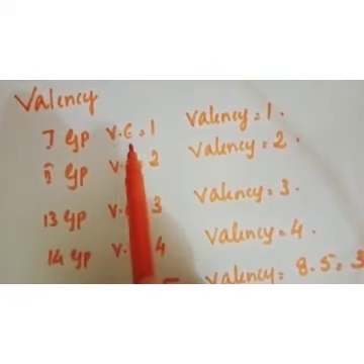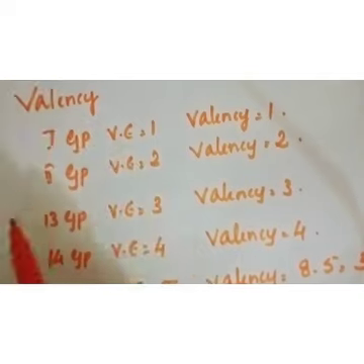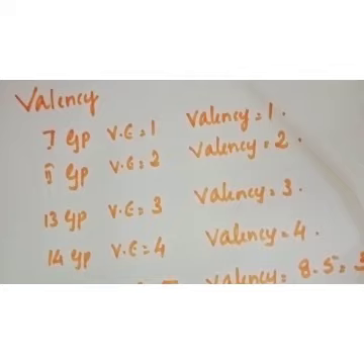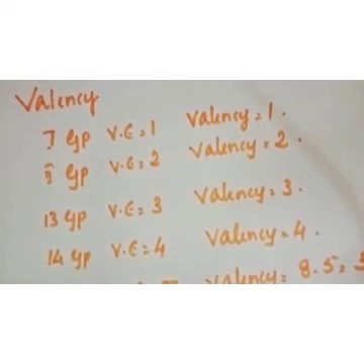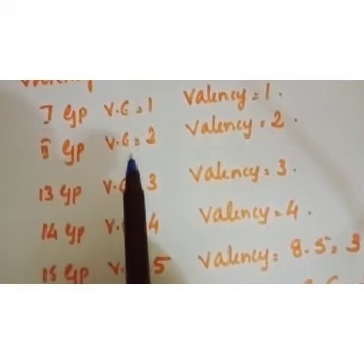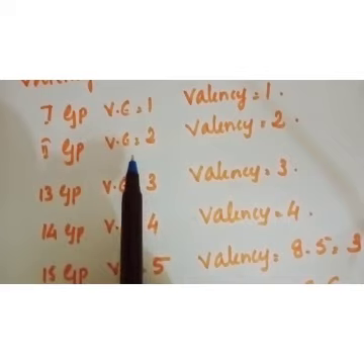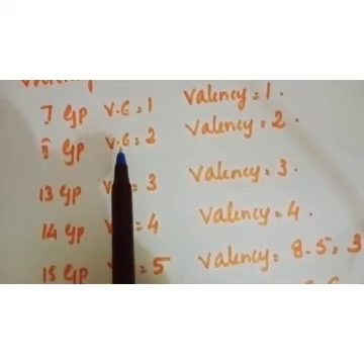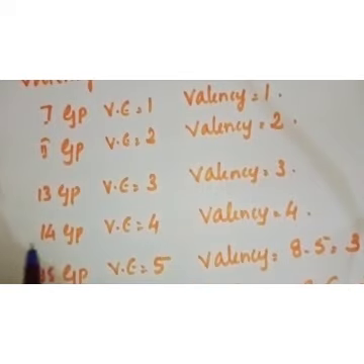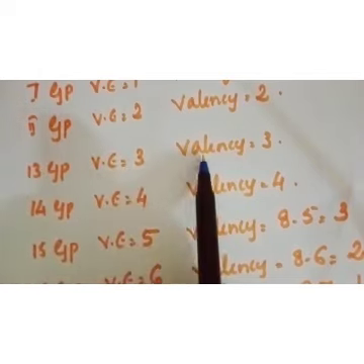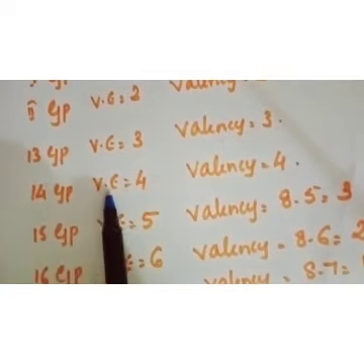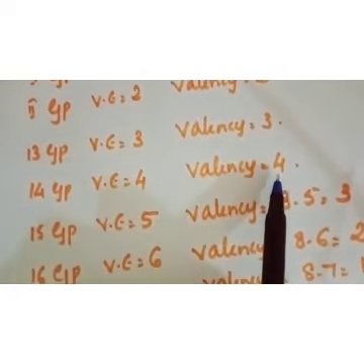For first group elements, the valence electron is 1, valency is also 1. Lithium, sodium, potassium, these are the first group elements. Valence electron equal to 1 and valency also equal to 1. Now for second group elements, beryllium, magnesium, calcium, the valence electrons are 2, valency is also 2. For 13th group elements, boron, aluminium, gallium, the valence electrons are 3, valency is 3. For the 14th group also, valence electrons are 4, valency is 4.